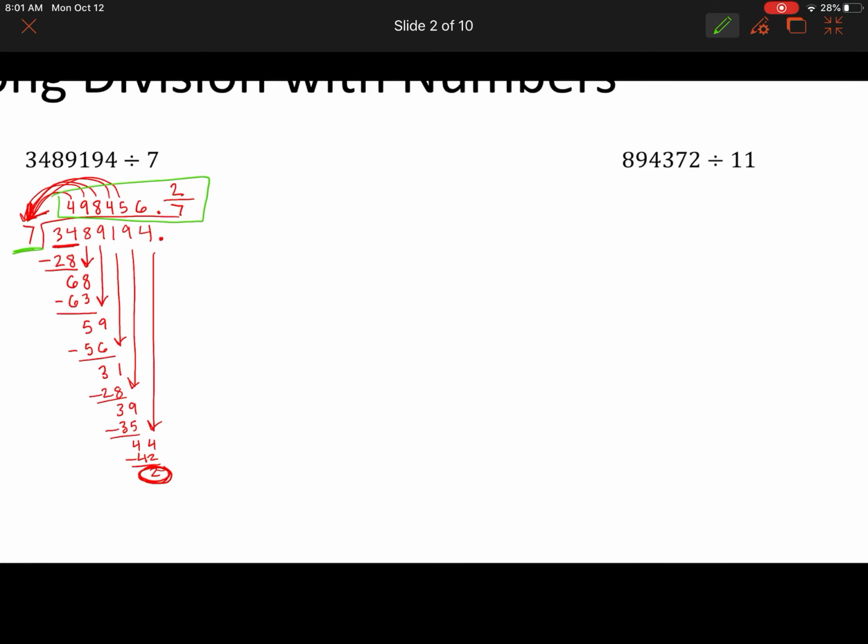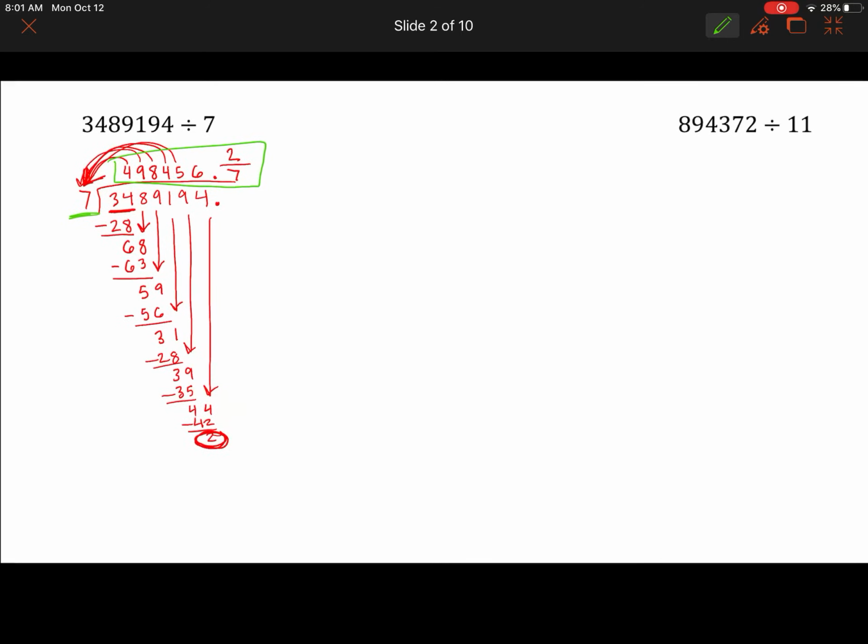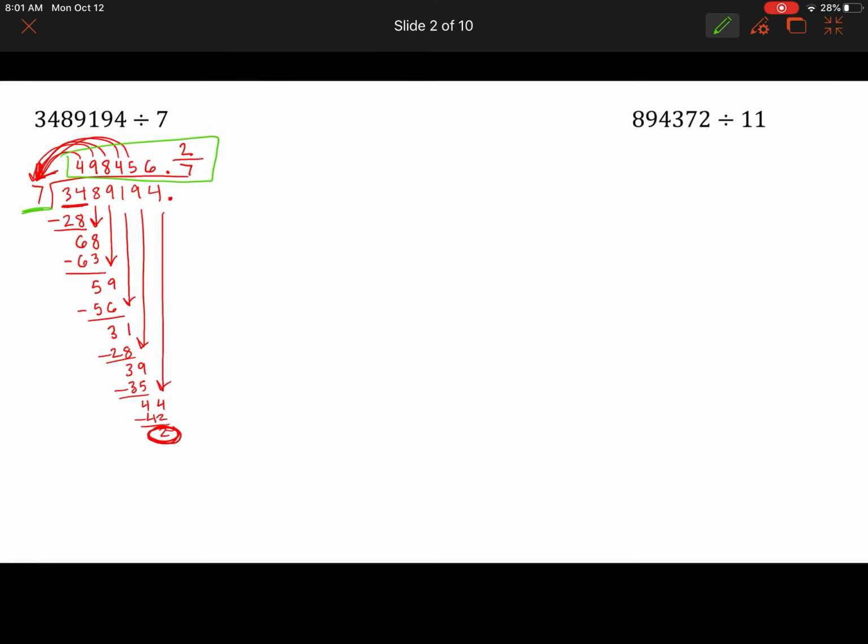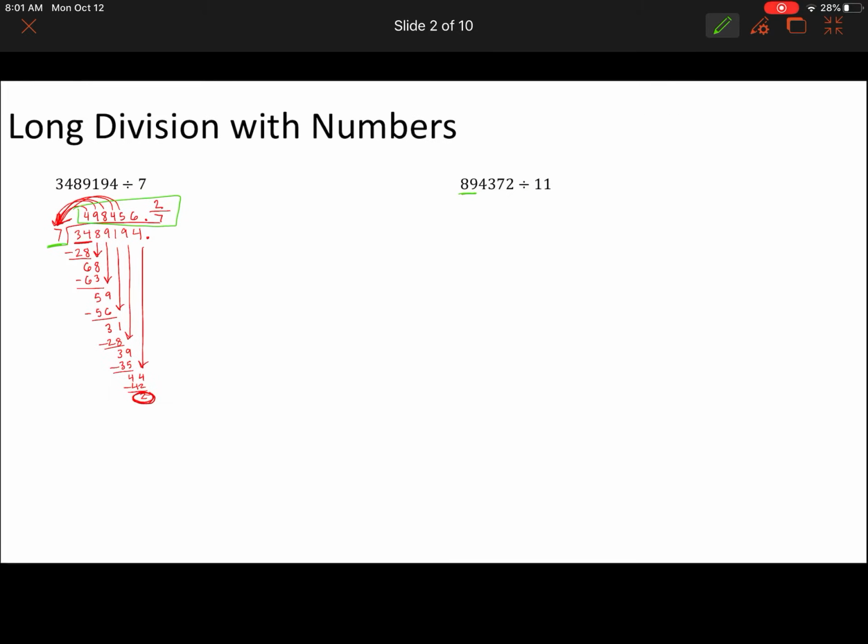So go ahead and practice that same thing with this number over here. Divided by 11, it's the same idea. We set it up the same way. How many times does 11 go? You start with the very first part. How many times does 11 go into the 89? It goes in this many times. You put the answer on top. So try that one out. Pause the video, and then I will go to the answer so you can check.